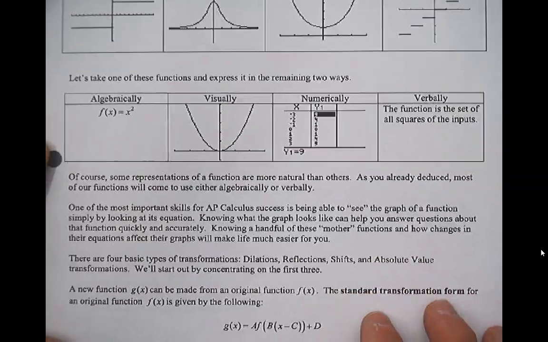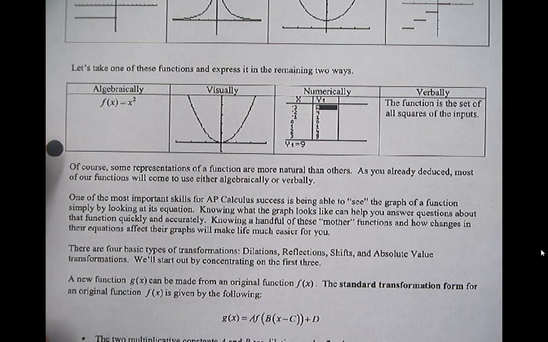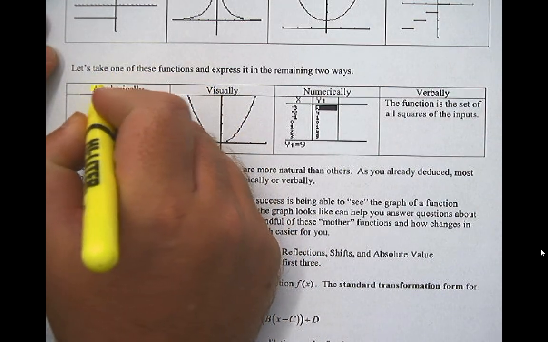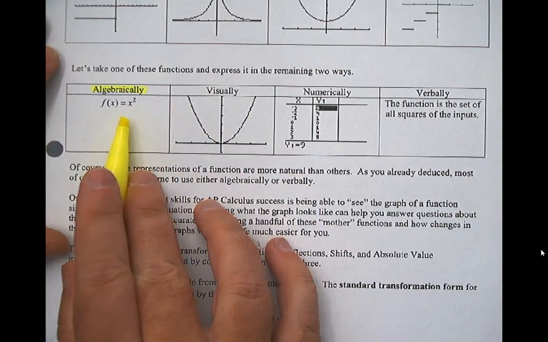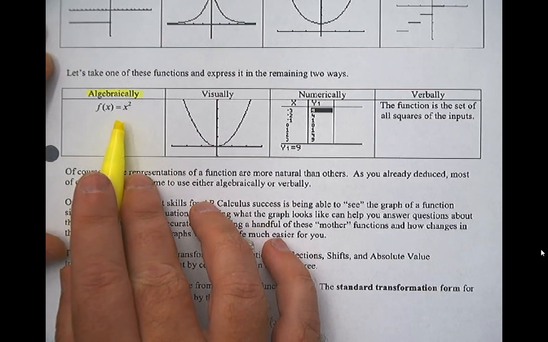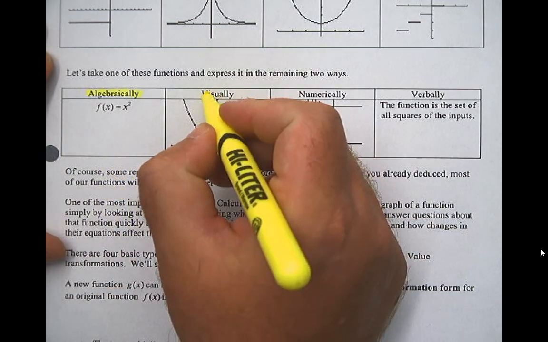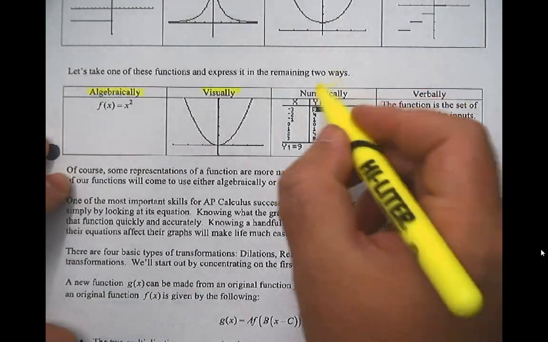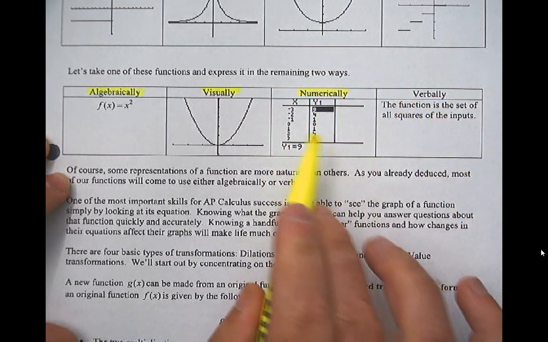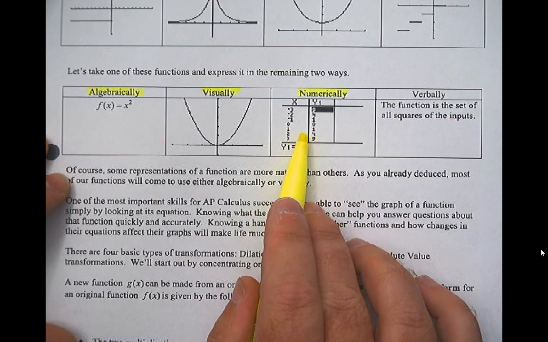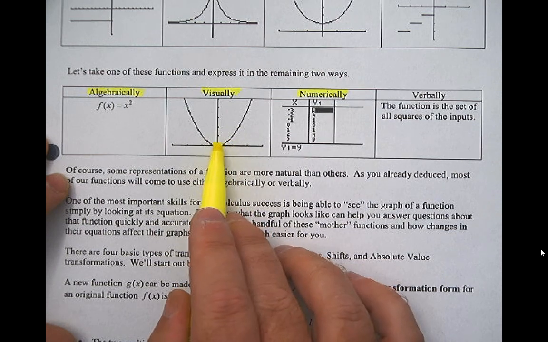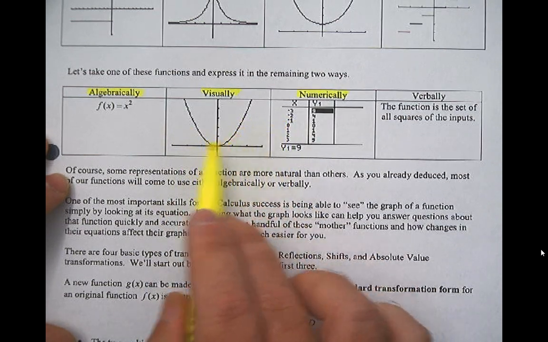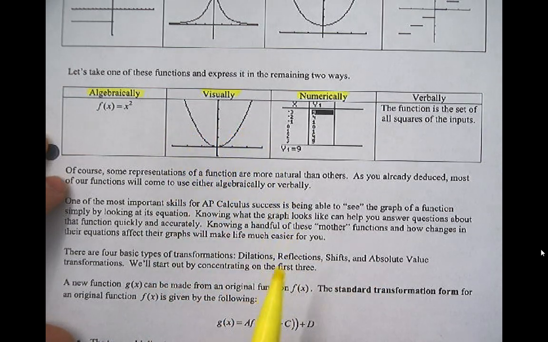All right, so let's take a look at one family of function in its 4 different forms. So we've got algebraically, f of x equals x squared. So algebraically means by the equation. Visually, that's the graph of this equation. Numerically, that's a data table of all the points, a sampling of points of this curve. There's no way we could make a table of all the points. There's infinitely many points. Our table would go forever.